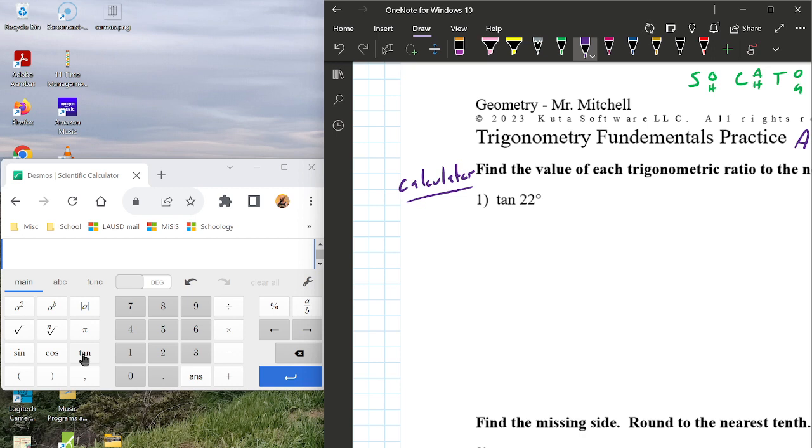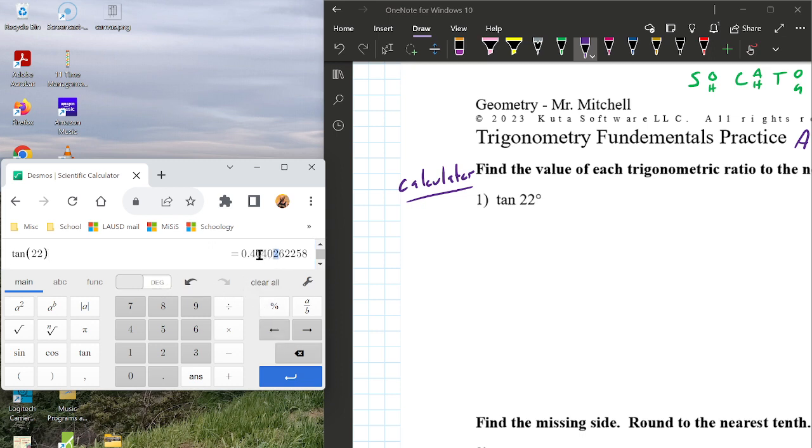Now I got the Desmos calculator up here, DESMOS. Tangent 22. One nice thing about this, it looks exactly like you're writing there. You do want that in parentheses. I should have showed that this is in degrees mode. If you put it in a different mode, it'll get a different answer. And you can see there's our answer.